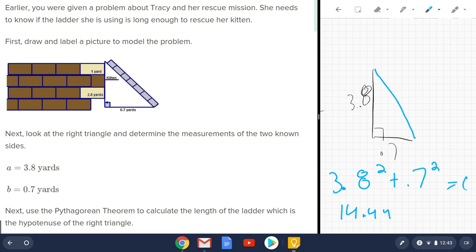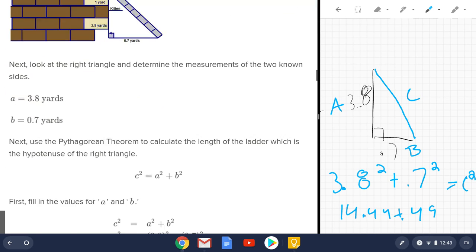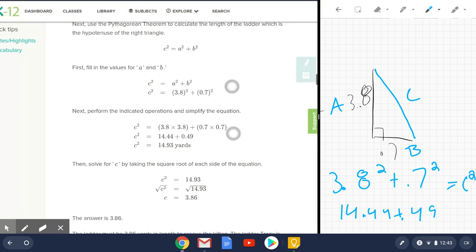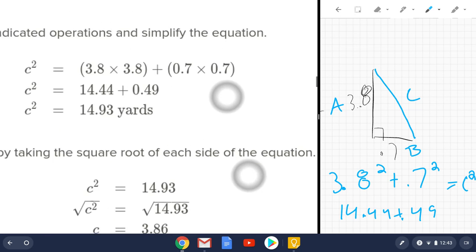So what is 0.7 times 0.7? 0.49. So if we add these together, 14.44 plus 0.49, right? Because A squared plus B squared equals C squared. That gets us 14.93. So what is the square root of 14.93?